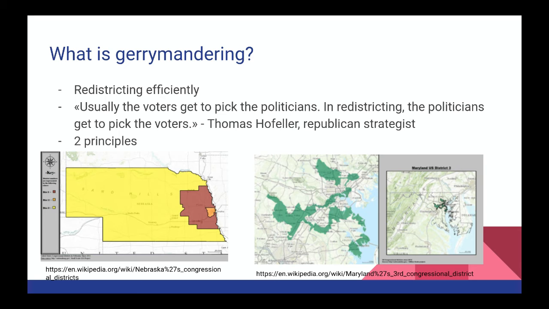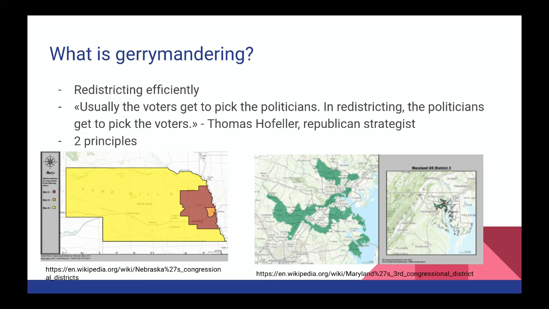Here you will see a map of Maryland 3rd Congressional District. This congressional district is gerrymandered. As you can see, it has a weird shape. It is obviously gerrymandered. However, do you think that Nebraska's 3 congressional districts are gerrymandered? Well, they are not. Even if they look a little bit weird, they are not gerrymandered.